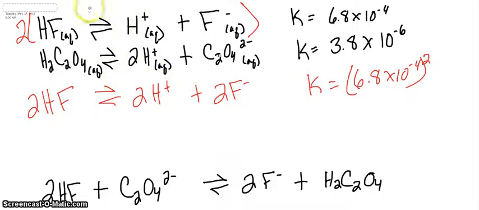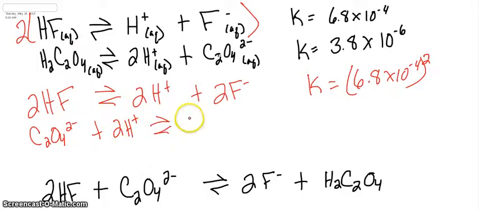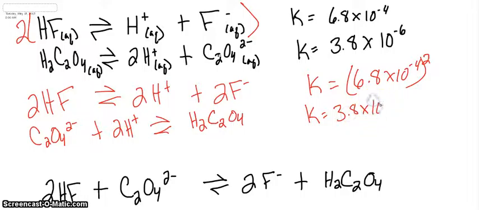Now, if you look at the bottom reaction, you'll see that H2C2O4 is a reactant over here. However, in the bottom reaction down here, it's now a product. So we're going to go ahead and reverse this reaction. C2O4 2 minus plus 2H plus goes to H2C2O4. And then the K value has to be inverted, 3.8 times 10 to the negative 6th to the negative 1st. And that is also equal to 1 over 3.8 times 10 to the negative 6th.